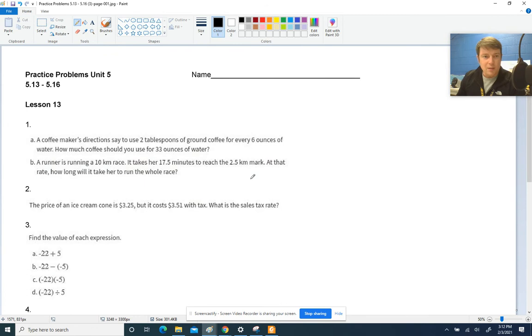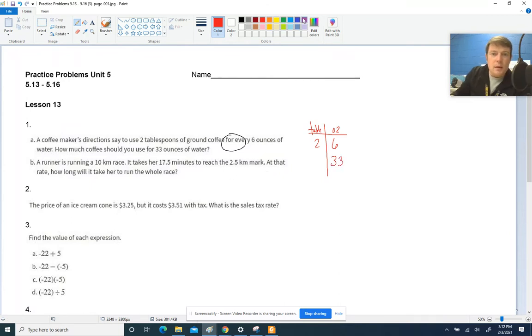Here we go. Coffee maker's directions say to use 2 tablespoons of ground coffee for every 6. As soon as I see "for every," man, I'm setting up a table. These word problems, people, I tell you, tables are the way to go. We got tablespoons over here, and we got ounces over here. 2 tablespoons for 6 ounces. So how much coffee would we use for 33 ounces?